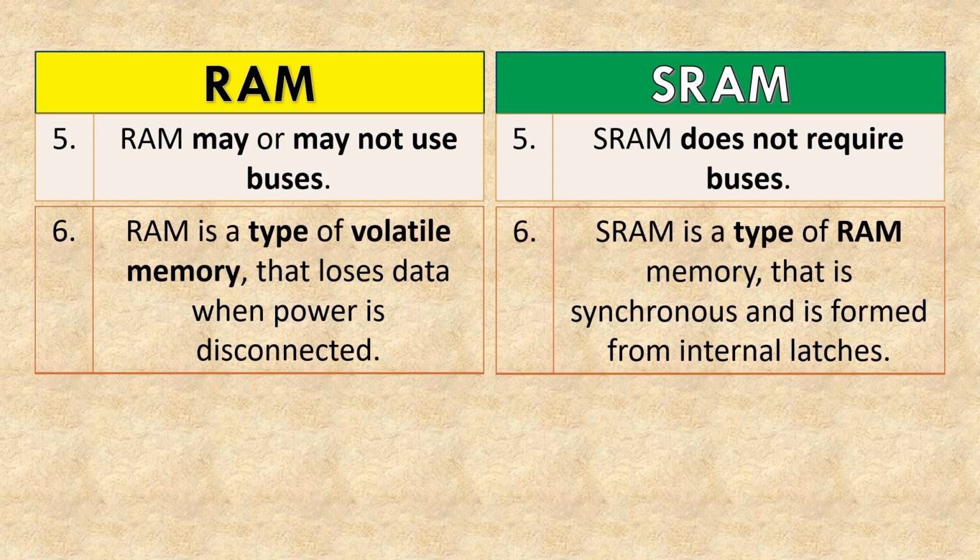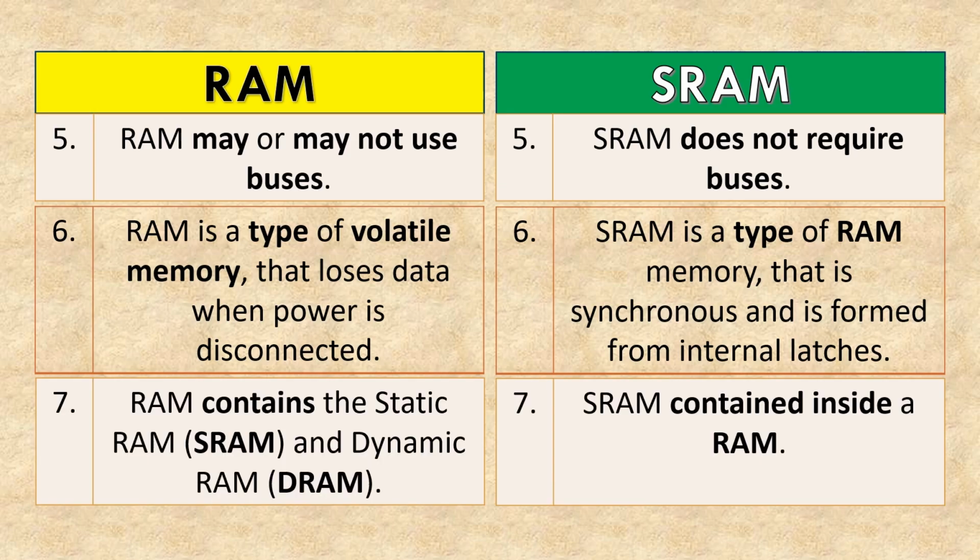RAM is a type of volatile memory that loses data when power is disconnected. SRAM is a type of RAM memory that is synchronous and is formed from internal latches. RAM contains the static RAM, SRAM, and dynamic RAM, DRAM. SRAM is contained inside a RAM.